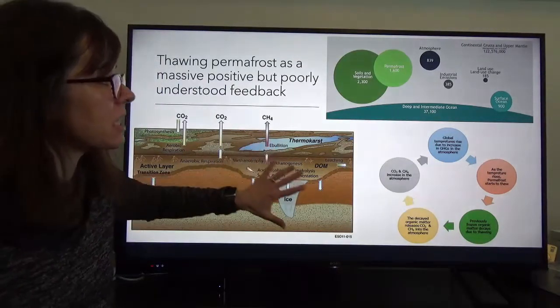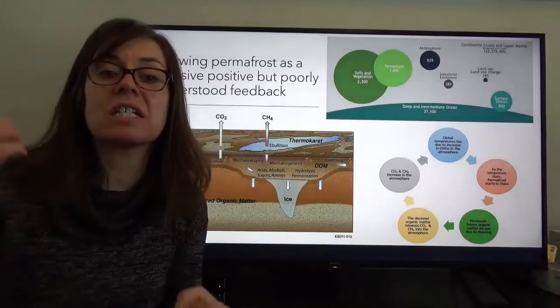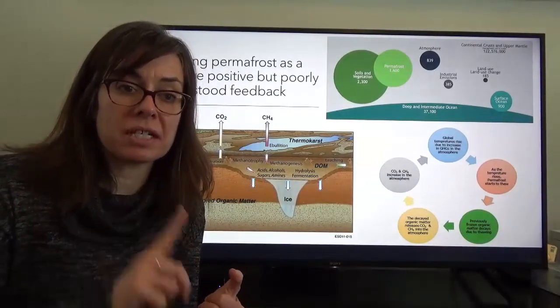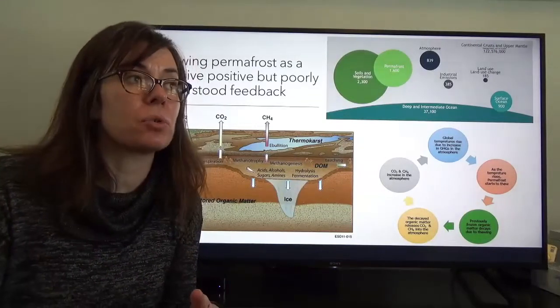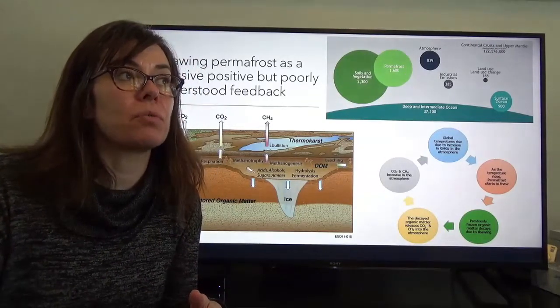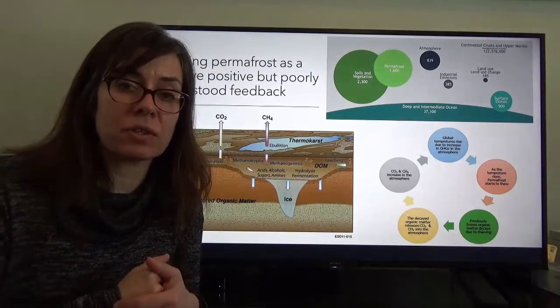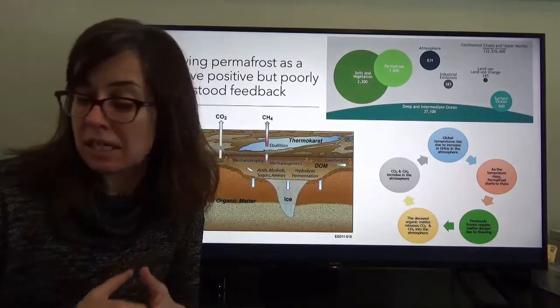And so we really need to focus on action and reducing our reliance on fossil fuels and taking actions that help to mitigate increases in atmospheric CO2 concentrations and thereby mitigate temperature increases.